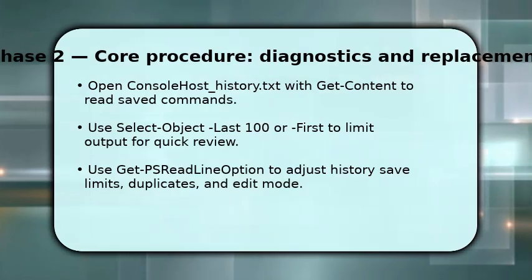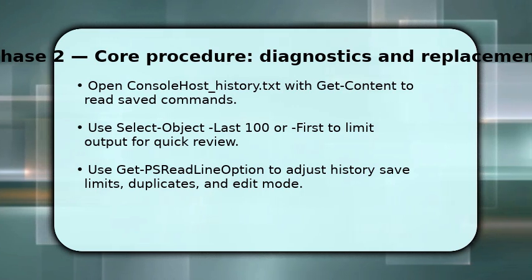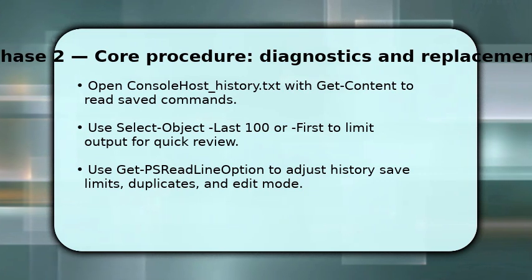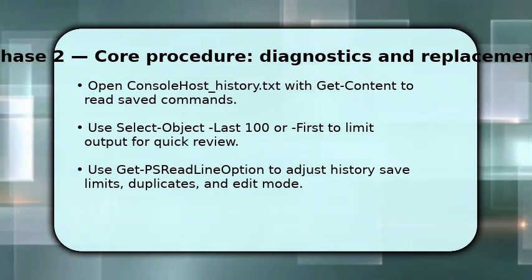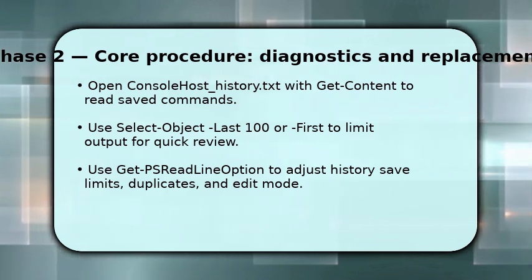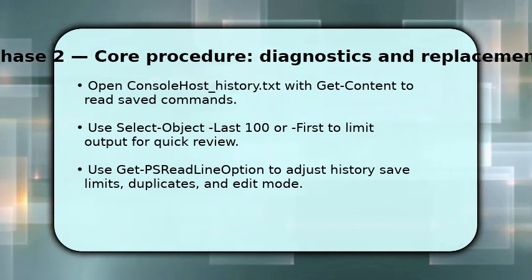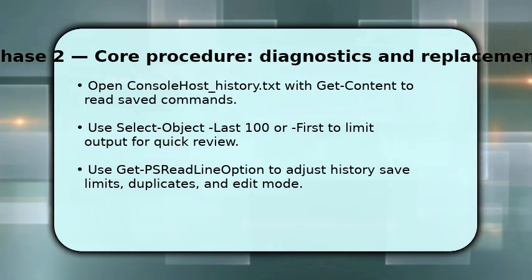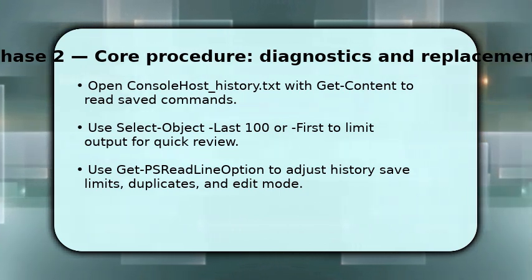Next, you inspect the persistent history file. Run Get-Content on the PSReadLine history path to stream saved commands. You can pipe to Select-Object -Last 100 to view recent lines quickly, or -First to sample older entries. Make sure to check Get-PSReadLineOption to understand save limits and duplicate handling, because adjusting those affects what gets preserved. This explains why some commands vanish. Settings can trim or prevent duplicates, so tailor options before relying on long-term history.